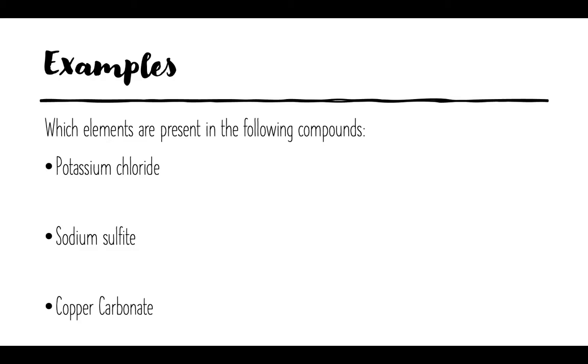So let's deal with that backwards then. If we know the names of compounds, can we work out which elements are present? Well, the first one's quite easy. So if we have potassium chloride, we have a metal, potassium, and we have this IDE ending, which tells us that there's only one other element involved here, and it is chlorine. So we have potassium and chlorine.